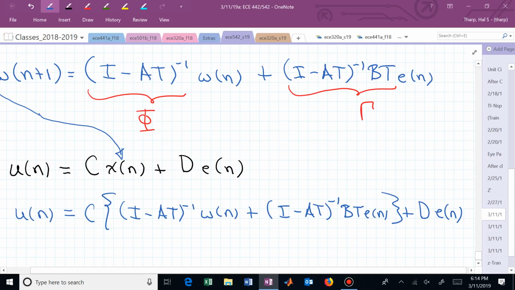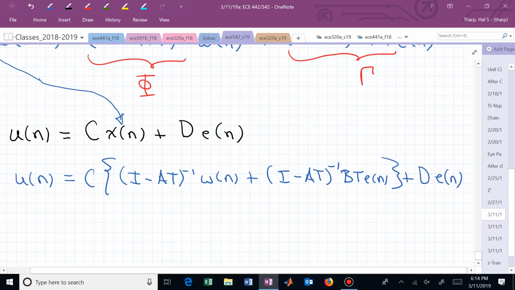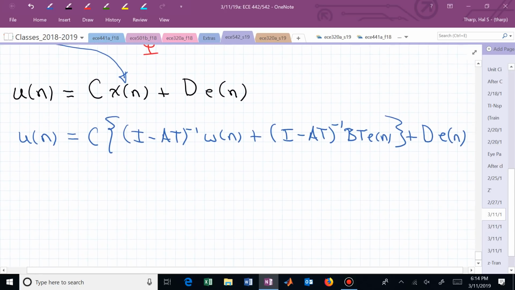You can now figure out what my H matrix is and what my J matrix is. J is the most involved expression. It's now C times (I minus AT) inverse BT plus D if you have a direct feed through matrix in the continuous time.